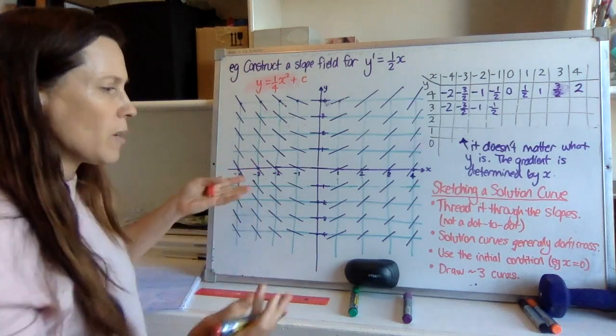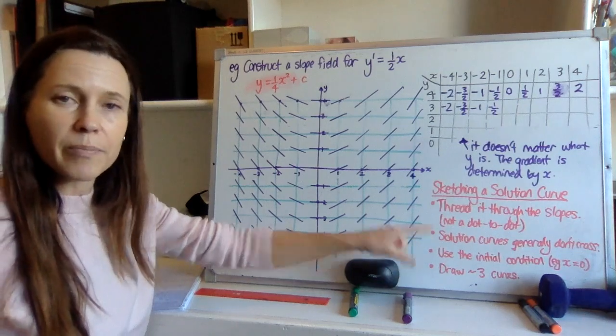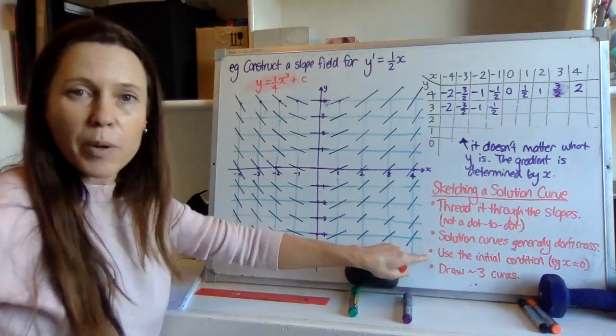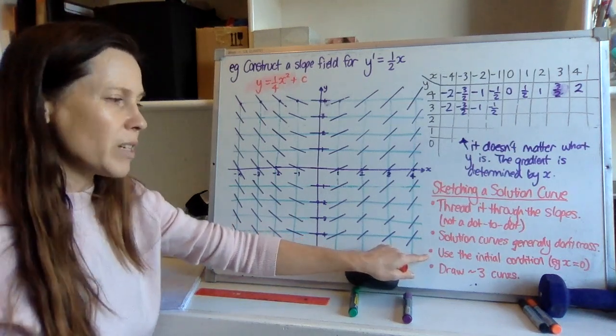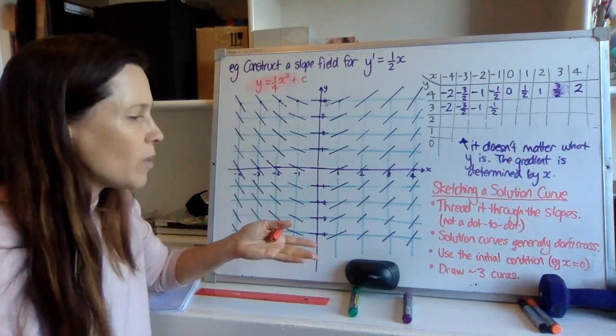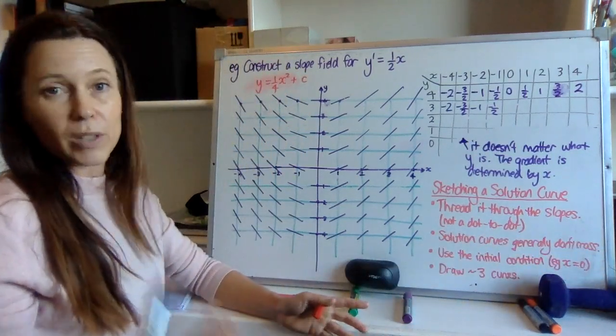So where do we start? Well, we know that solution curves generally don't cross each other because here we can see they're vertical translations of one another. And if we want to know which one to draw first, use the initial condition if there is one. So for something like this, saying, hey, what's the most basic version of one of these? Perhaps going through x equals 0. So in other words, going through the origin.